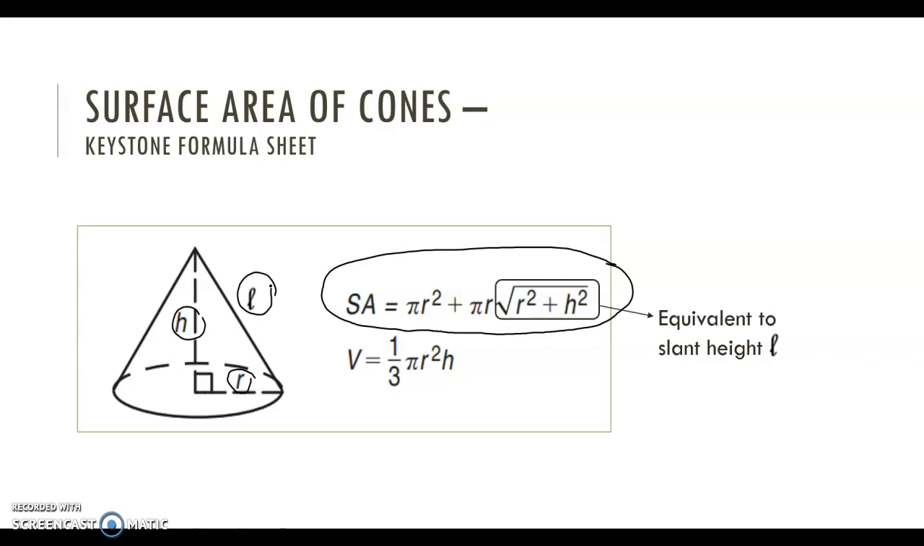Basically what they're doing there, that square root of r squared plus h squared, is they're using the Pythagorean theorem to find that slant height. So if you know the slant height, just replace that section with the slant height. Otherwise, you can use that square root of r squared plus h squared, or just do the Pythagorean theorem on your own to find the slant height. So we'll look at different examples where we encounter that.